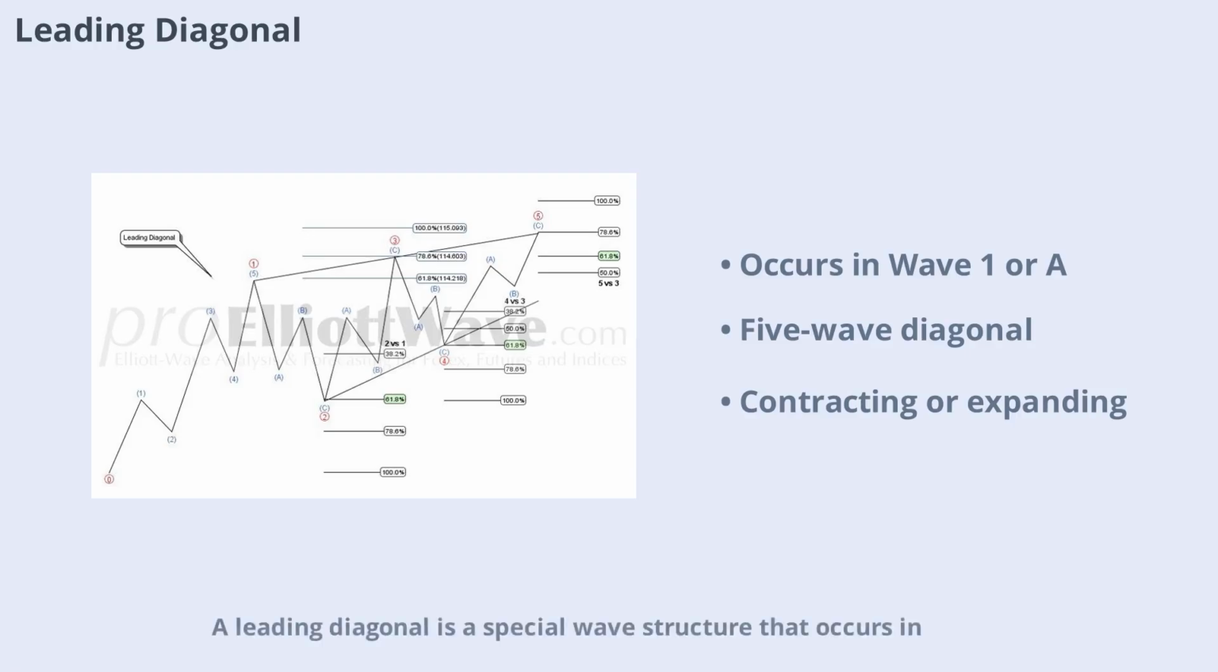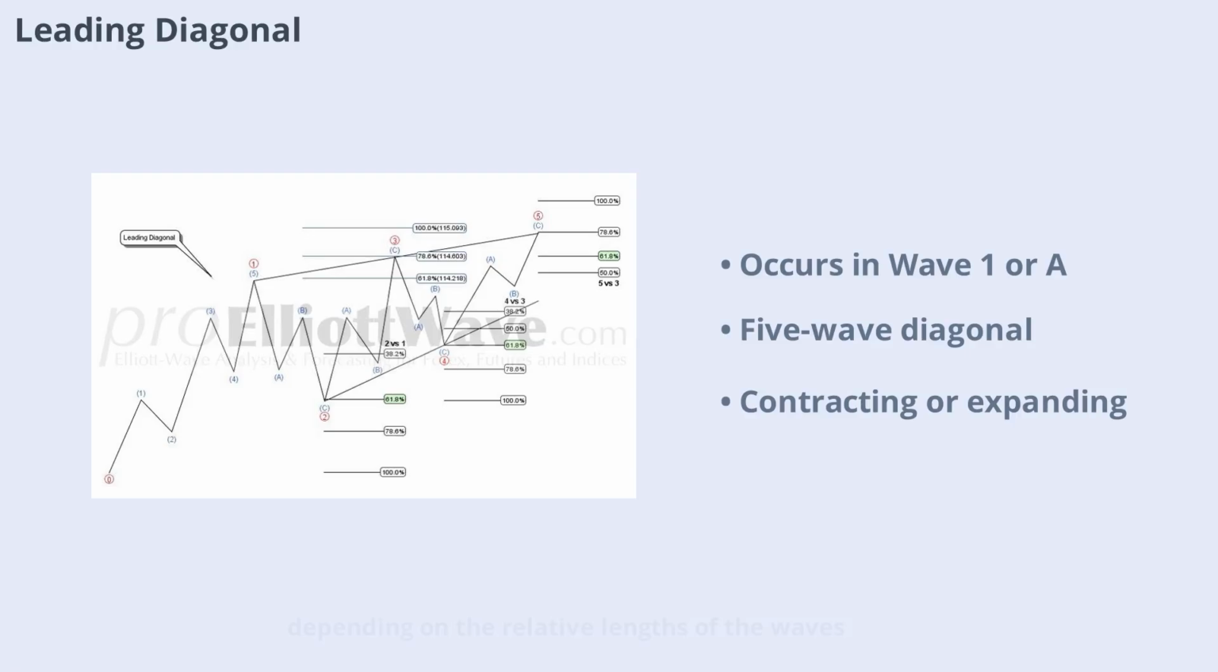A leading diagonal is a special wave structure that occurs in wave 1 of an impulse or wave A of a zigzag. Diagonals always have 5 waves, with a structure of either 3-3-3-3-3 or 5-3-3-3-3. Waves 2 and 4 always subdivide into zigzag corrections. Wave 2 never moves beyond the origin of wave 1, and wave 3 must go beyond wave 1. Wave 4 must move into wave 1's range but not beyond wave 2. Wave 5 must go beyond wave 3 with no truncation.